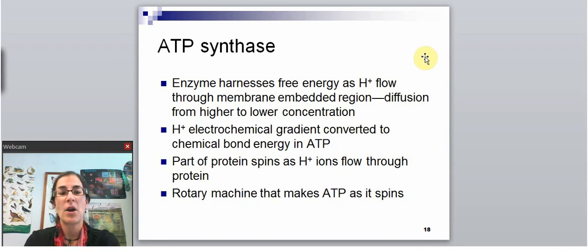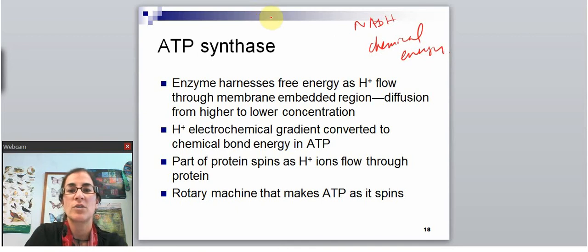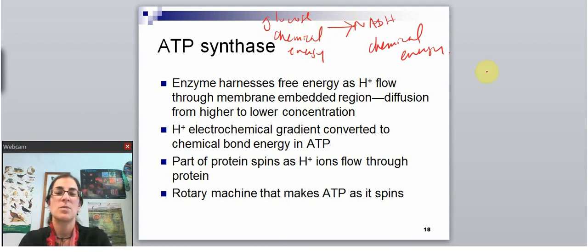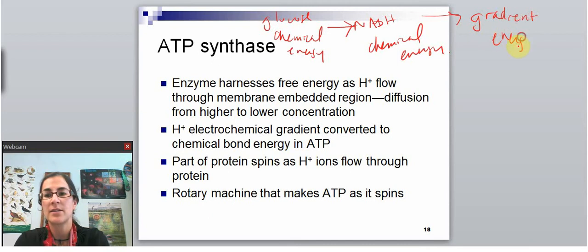So the second part here is how that hydrogen gradient gets converted into ATP energy. Again, during oxidative phosphorylation, we had that chemical energy in NADH, which we can add on here, actually came from glucose chemical energy. Right? So going back all the way to the beginning of cellular respiration, the glucose chemical energy was put into NADH chemical energy, and the electron transport chain has now stored that energy in a gradient.